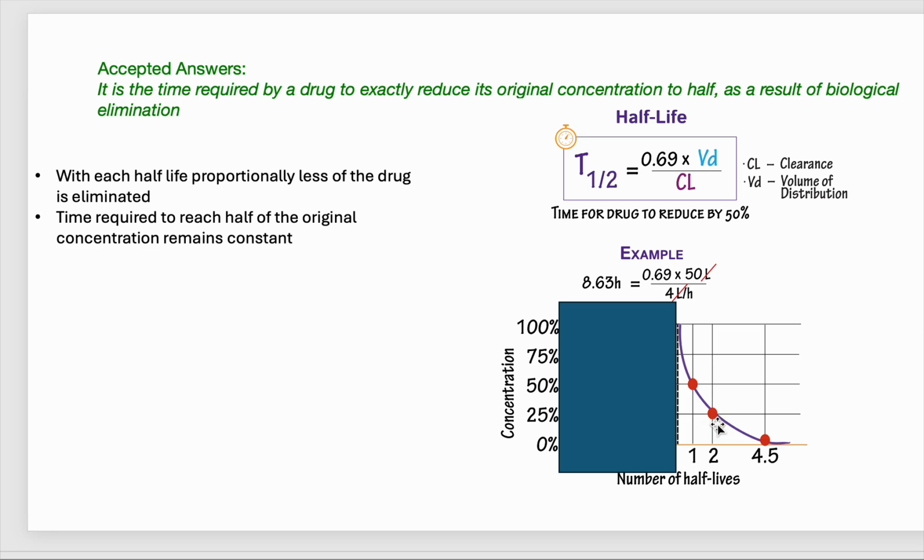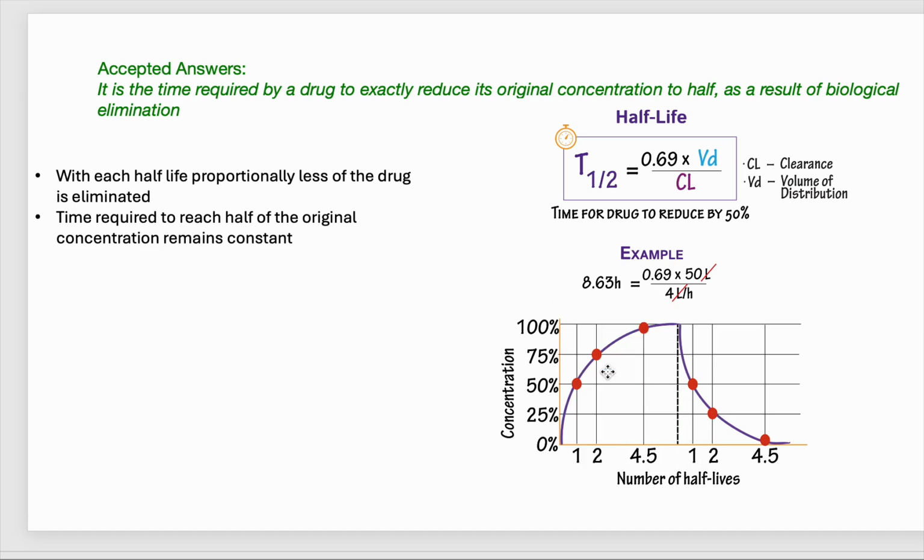So that's how the concept of half life works. With each half life, proportionally less drug is eliminated. Earlier, after one half life, 50% of the drug was removed. After the second half life, it was 25%. And after the third half life, half of 25%, that is 12.5, will be eliminated. So that's how it works.